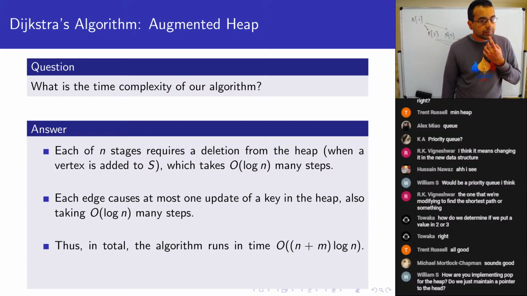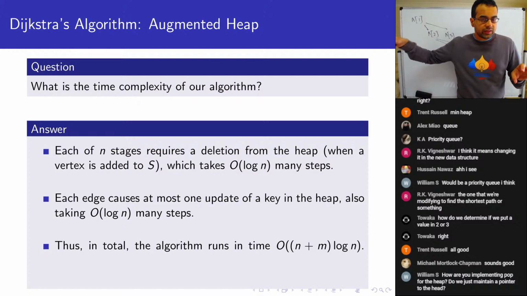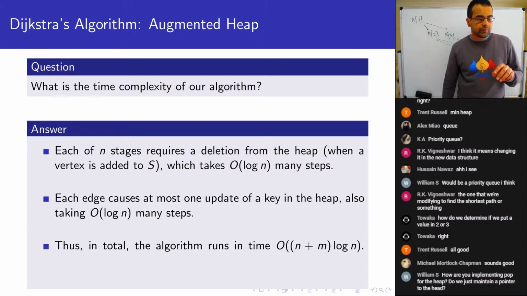How are you implementing pop? So the pointer to the top of the heap is always just the first index. Remember, A of 1 stored the root of the heap. So the way that we do pop is we delete that entry, we replace it with the last thing, and then we bubble down.